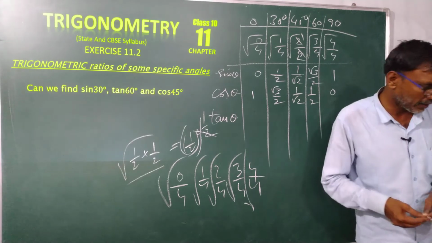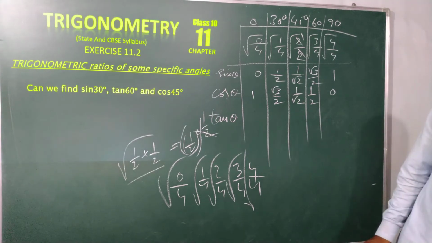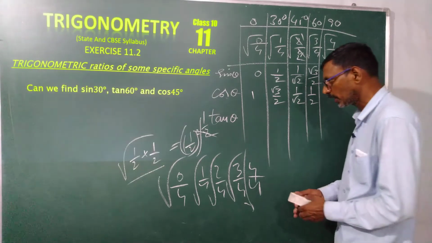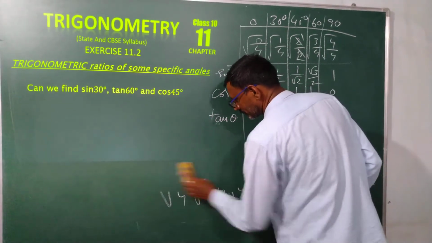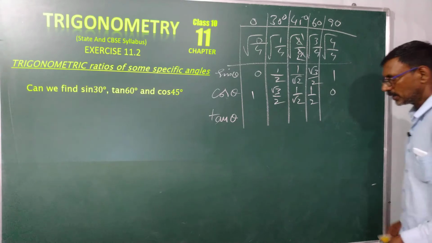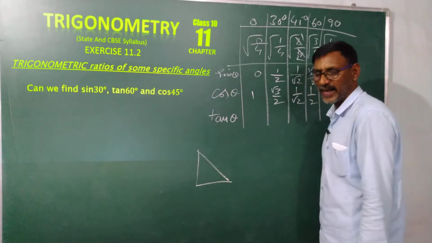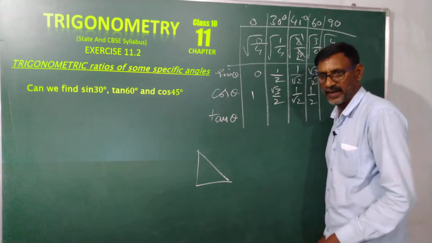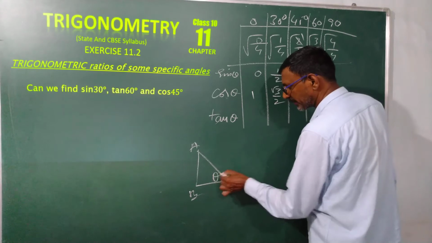But why are we dividing? I will give a small explanation about why dividing these two gives tan values. Everybody knows this is my right angle triangle. All trigonometric ratios are derived from the right angle triangle. This is my triangle ABC, suppose, and this is my theta.